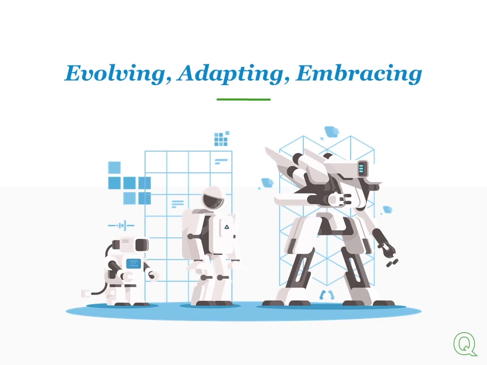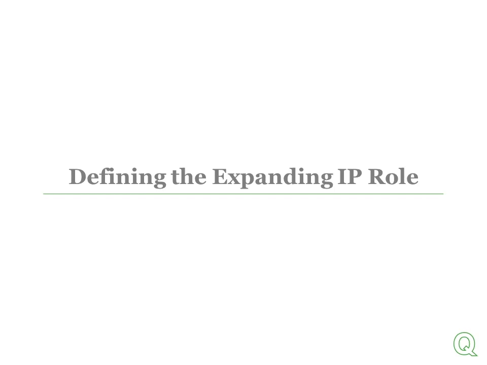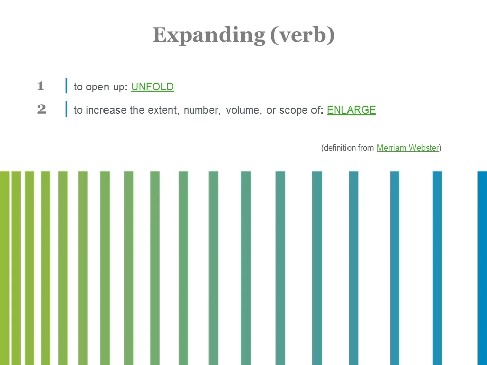Joan, thank you for sharing your experience. Let's go to the next slide. As infection prevention has evolved and continues to evolve, defining the expanding role of an infection preventionist is an important aspect of this journey. Let's go to the next slide. The word expanding means to open up, to increase the extent, volume, or scope of. As we go through the next group of slides, we'll take a closer look at how the volume of infection prevention tasks has expanded, as well as the scope of responsibilities. Next slide.